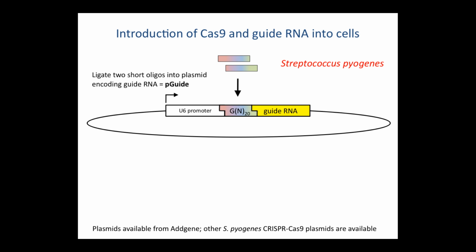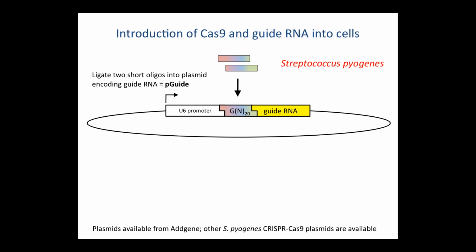Here's one system by which to introduce Strep pyogenes Cas9 and a guide RNA into mammalian cells. You can express them from DNA plasmids. The guide RNA can be expressed from a plasmid with the U6 promoter, as shown here. Remember that the first 20 nucleotides of the guide RNA can be changed so as to determine the genomic DNA sequence to which the CRISPR-Cas9 complex will bind. The remainder of the guide RNA remains exactly the same. So it's very easy to custom design a guide RNA to bind to a desired DNA sequence.